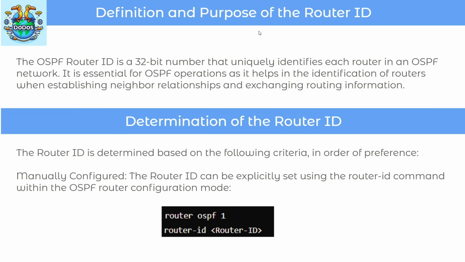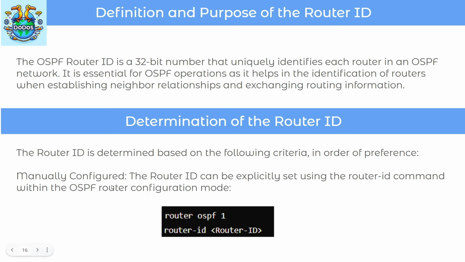So, what's the definition and purpose of the router ID? The OSPF router ID is a 32-bit number that uniquely identifies each router in an OSPF network. It is essential for OSPF operations as it helps in identification of routers when establishing neighbor relationships and exchanging routing information. Determination of the router ID happens based on the following criteria in order of preference.